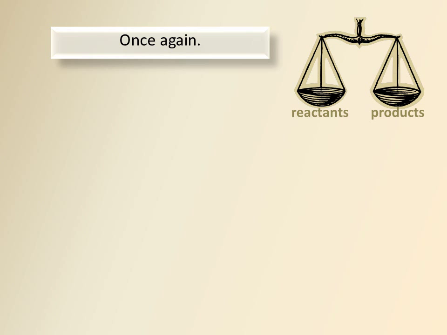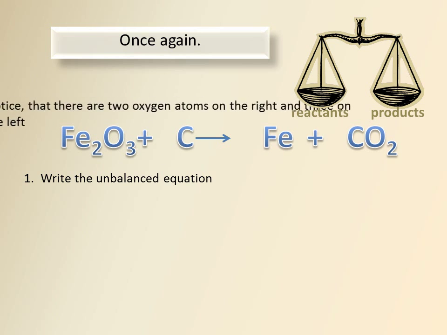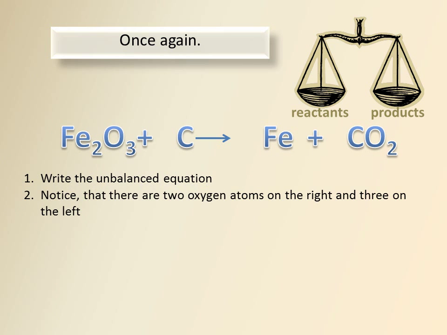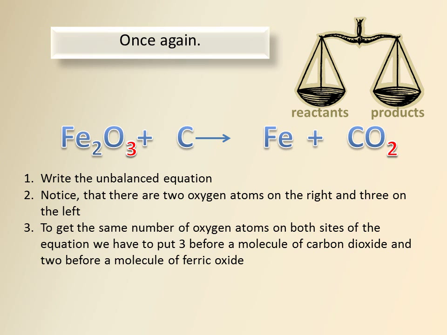Once again. Write the unbalanced equation. Notice that there are 2 oxygen atoms on the right and 3 on the left. To get the same number of oxygen atoms on both sides of the equation, we have to put 3 before a molecule of carbon dioxide and 2 before a molecule of ferric oxide.